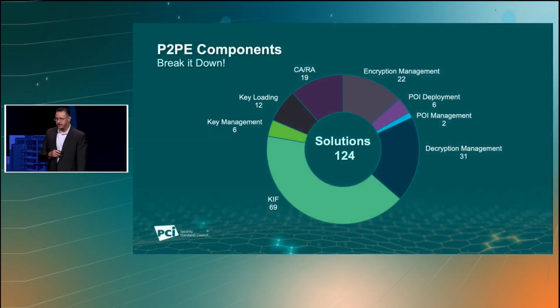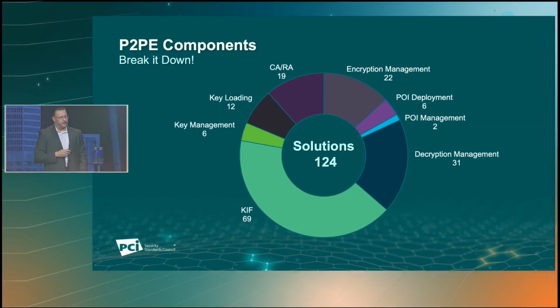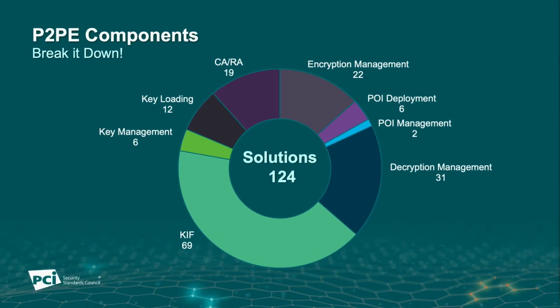And to illustrate how popular the construct is, this is a breakdown of all the listings. I don't show the P2PE applications on here. We have a third category for P2PE applications that run on the POI devices. But you see, we have 124 total solutions. And those solutions, or any new solutions coming through, can use any number of these listed components. So this represents the validated components out on our list.